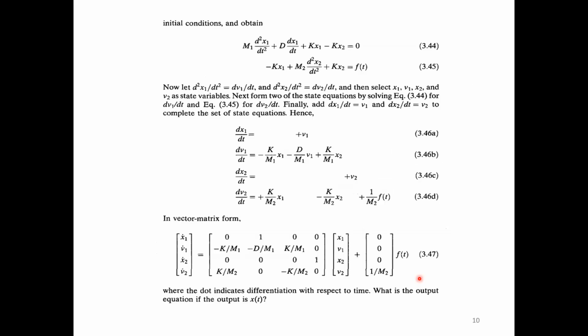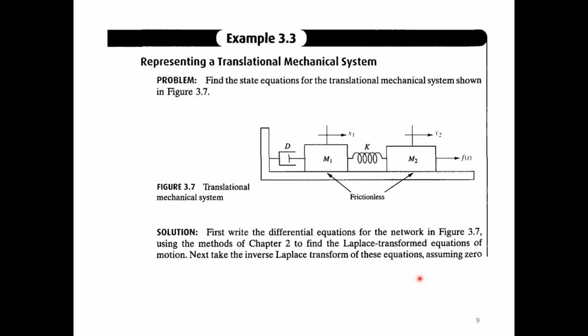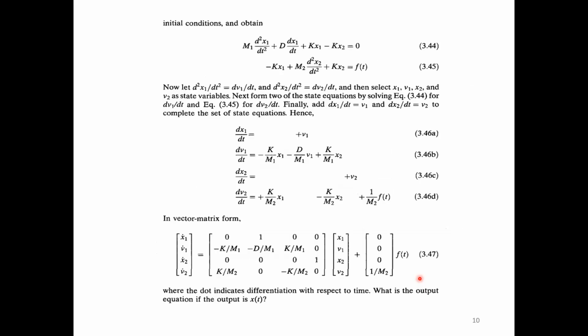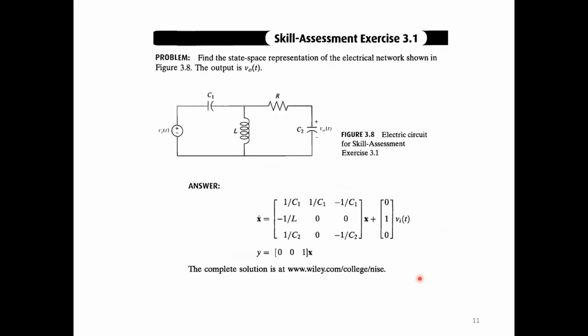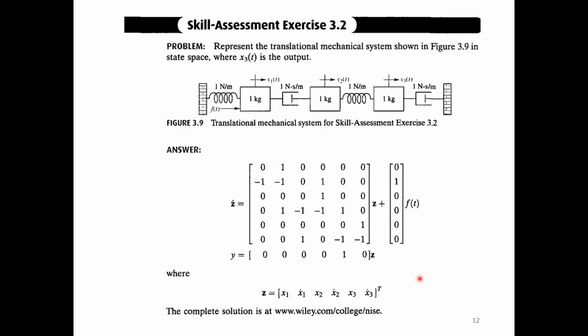So what would be the output? The output is xt. So for xt, what would be the output? Okay, so they have shown this one. Since almost a similar thing is given here, you can check. And another one is given.